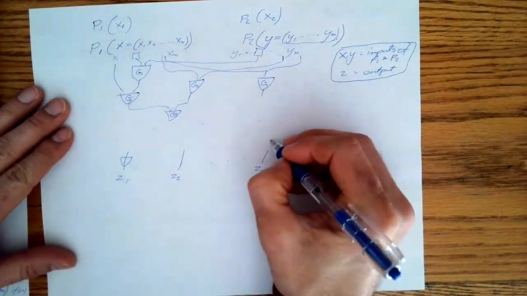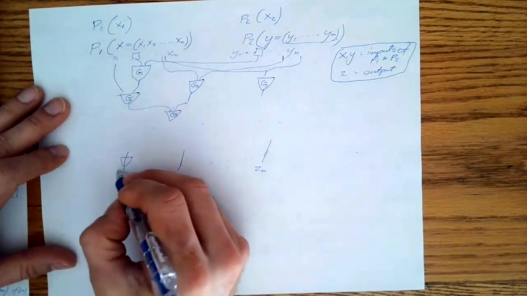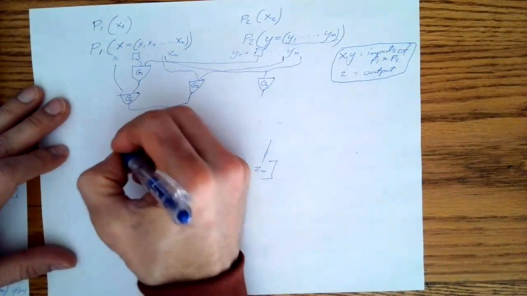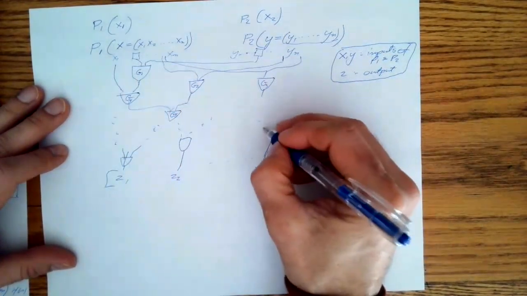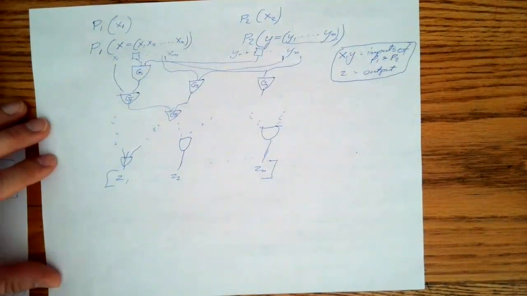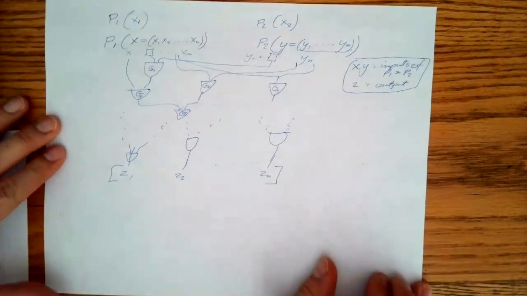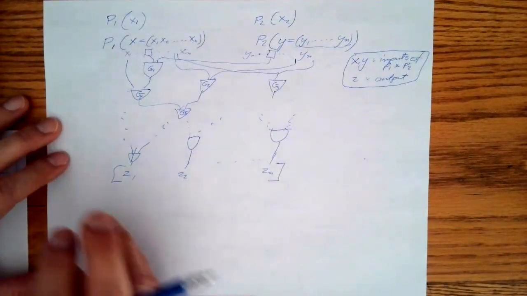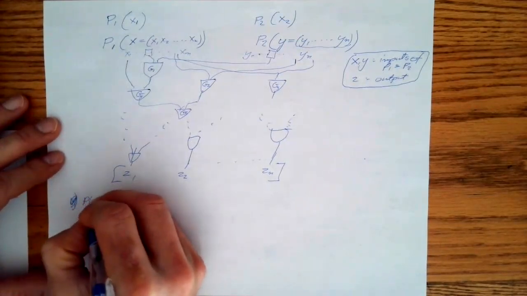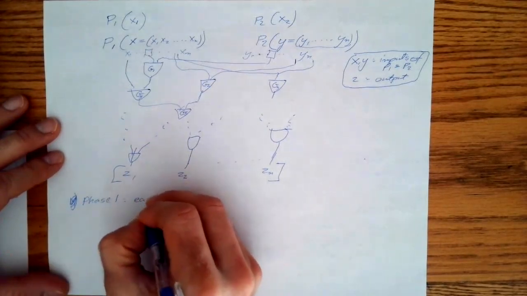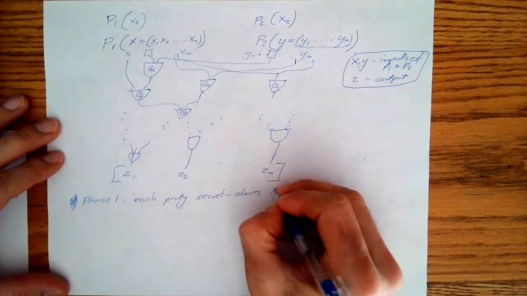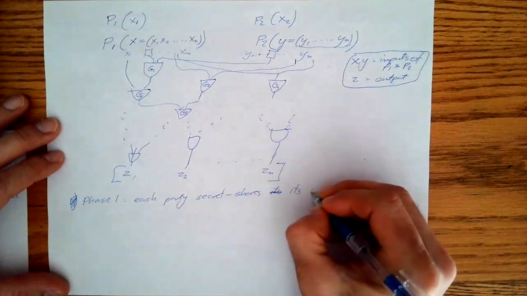Okay. So let's call these wires the output wires. Well, as in most or all MPC protocols, the protocol would go in three phases. In the first phase, phase one, each party secret shares its inputs.